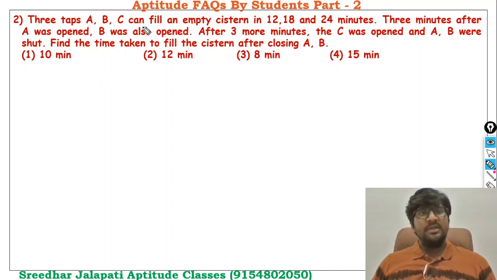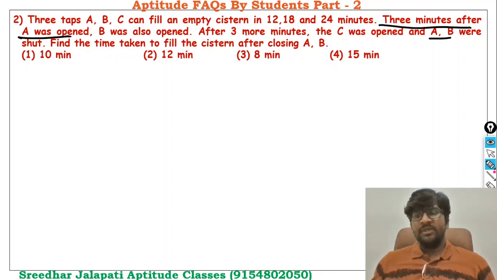3 taps A, B, C can fill an empty tank or cistern in 12, 18 and 24 minutes respectively. 3 minutes after A was opened, B was also opened. After 3 more minutes, C was opened and these two, A and B, were shut down. Find the time taken to fill the cistern after closing of A and B.